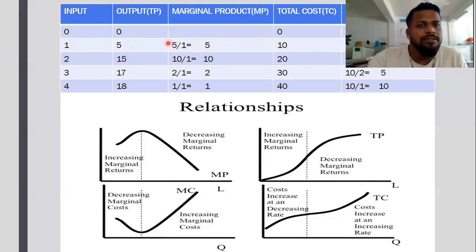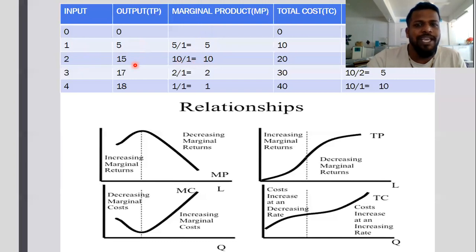For example, changes in output divided by changes in input. That is the formula for marginal product, isn't it? Changes in output is what? 5 divided by 1, that is equal to 5. Got it? Then the second time, changes in input is 1, and changes in output is how much? 10. So 10 divided by 1, that is equal to 10. So you can see that total product is increasing at an increasing rate.